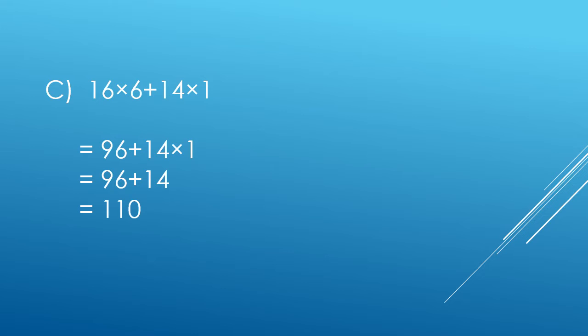So again apply the same BODMAS. 16 times 6 is 96 plus 14 times 1. Now in the next step we'll solve 14 times 1. So write down 96 as it is and the plus sign. Now 14 times 1 is 14 only. So now solve 96 plus 14, which is equals to 110. 110 is the answer of this numeric expression.